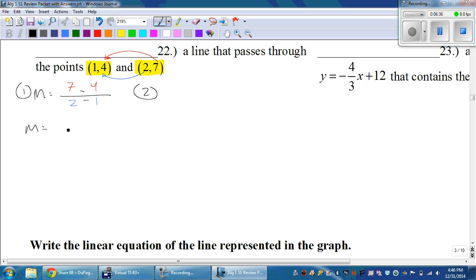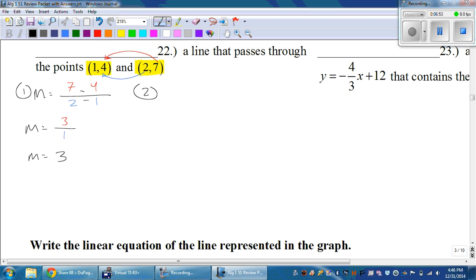Okay? 7 minus 4 is 3. 2 minus 1 is 1. And we always want to reduce that if possible, so we know that our slope is 3. Well, now I have the slope. How do I do this?